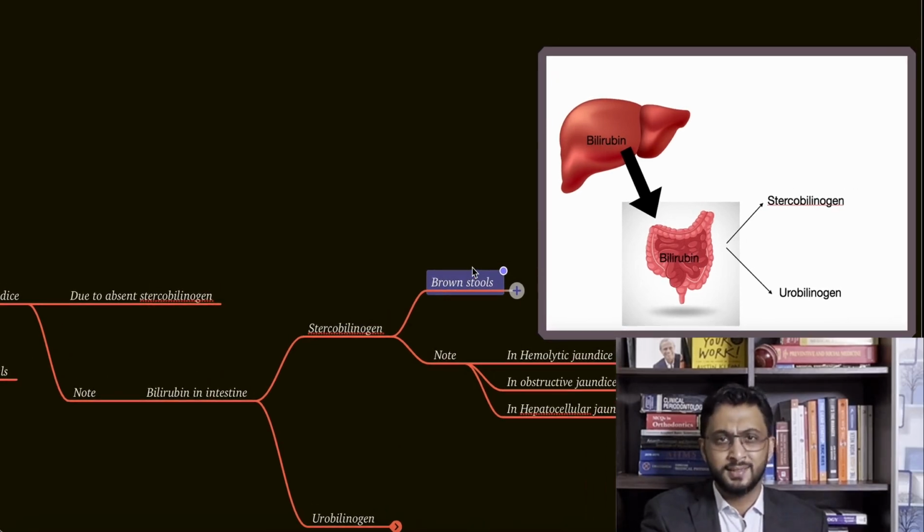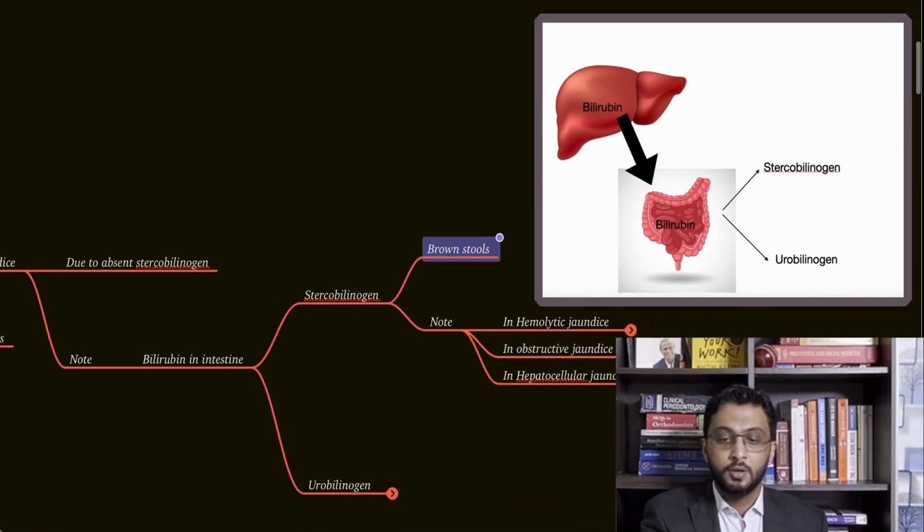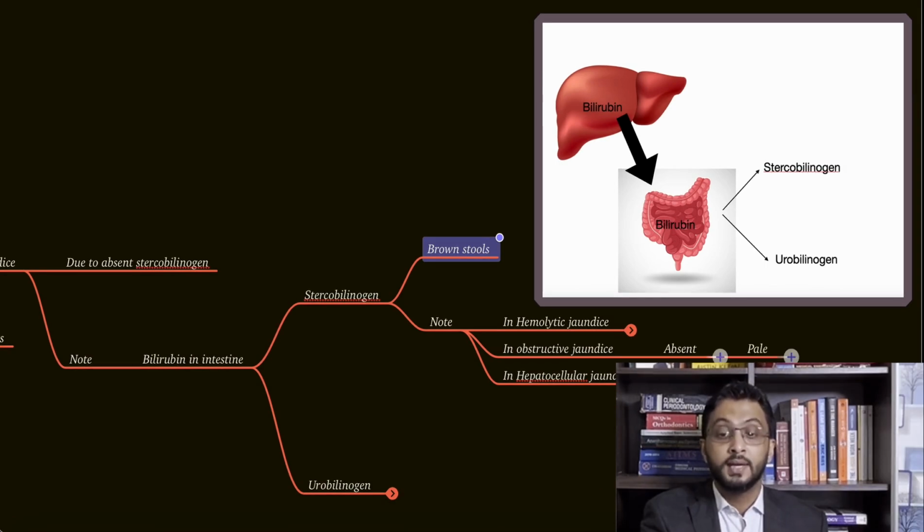Now imagine there is obstruction of the flow of bilirubin into the intestine. Will the bilirubin come here? No. Will stercobilinogen form? No. Will the stool be brown in color? No. Then what will be the color? Pale. So in obstructive jaundice, stercobilinogen is absent, you get pale stools, because this flow is obstructed.